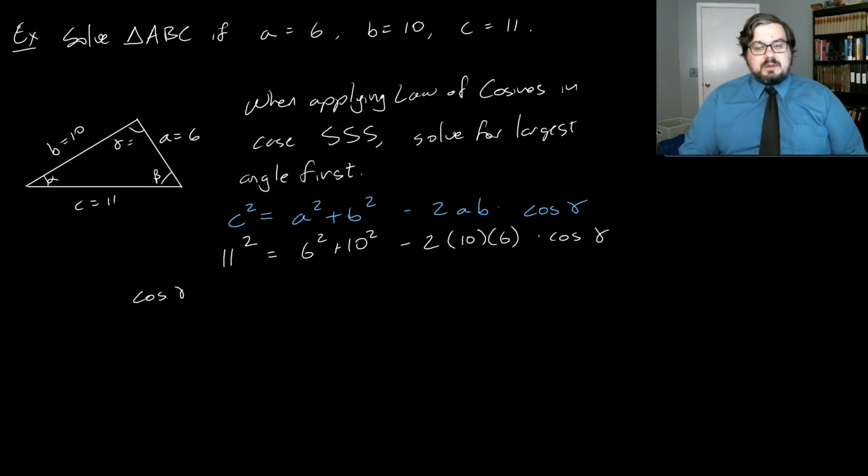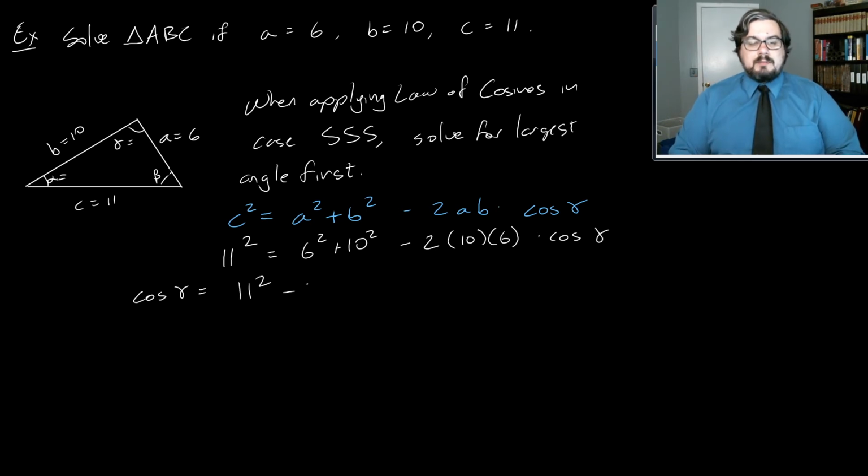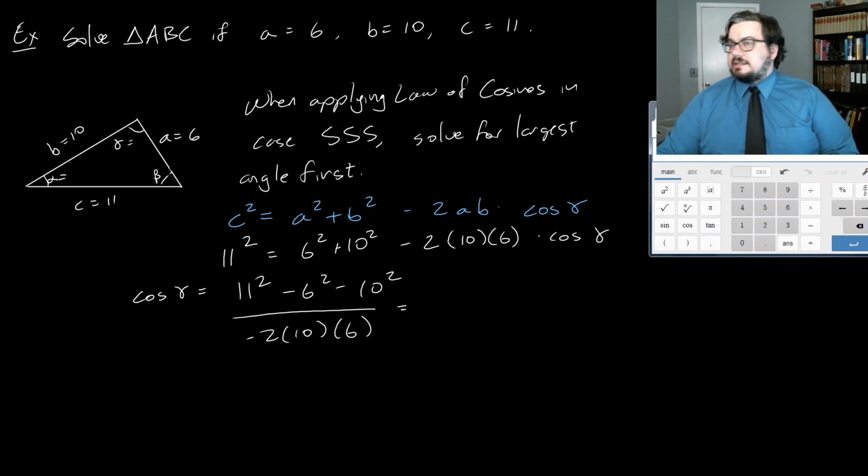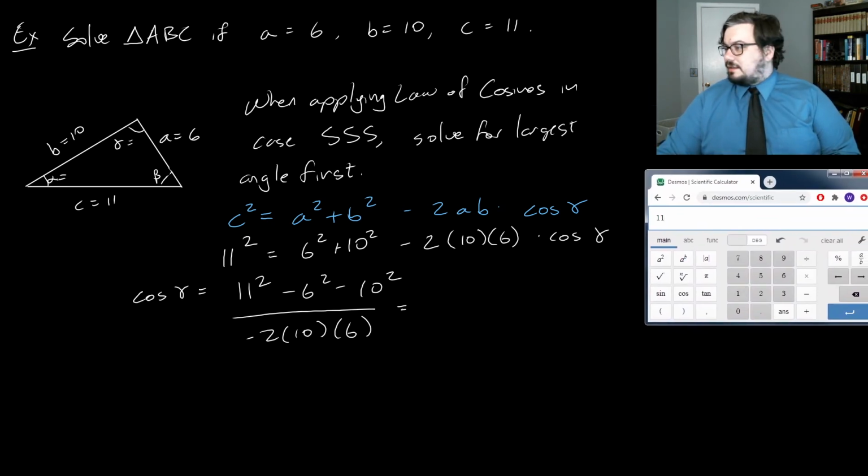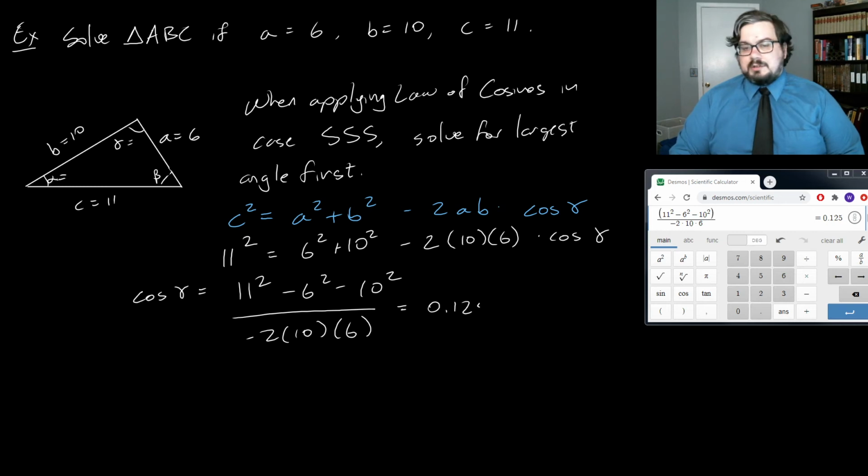Doing that, we get that cosine of gamma is 11 squared minus 6 squared minus 10 squared, over negative 2 times 10 times 6, which we'll plug into the calculator. 11 squared minus 6 squared minus 10 squared, all over negative 2 times 10 times 6, and we get 0.125 out of that.